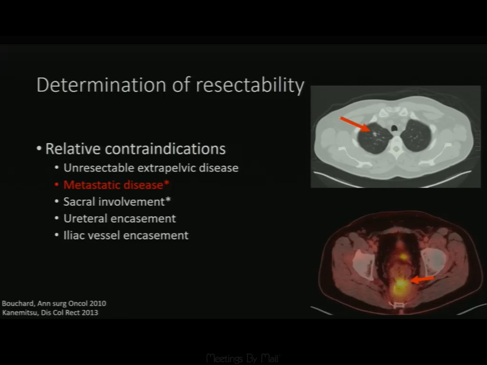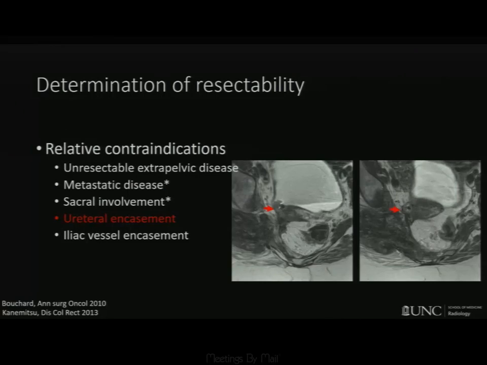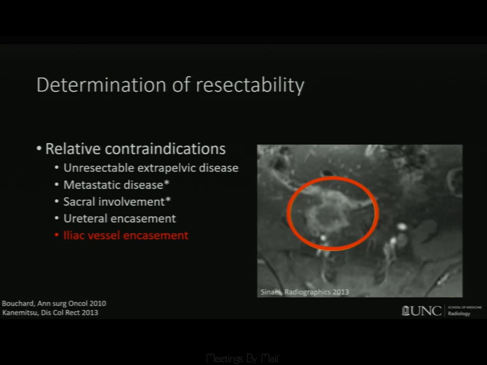So it's really important to detail all the sites of suspected metastatic disease because it does not necessarily preclude resection. Ureteral encasement is considered a relative contraindication, especially if it's bilateral, but unilateral they still will consider resecting, although again, depends on other factors, as well as iliac vessel encasement. So these are all the things you want to make sure to explicitly mention and describe in your report because they will alter the management of the patient.